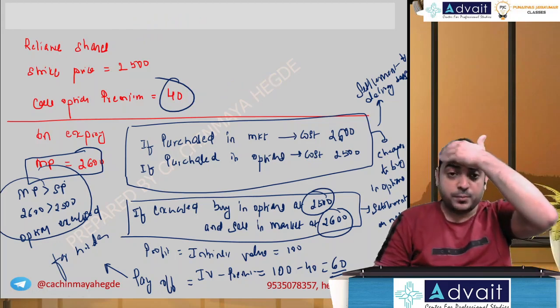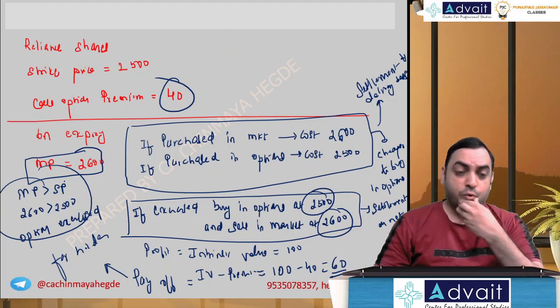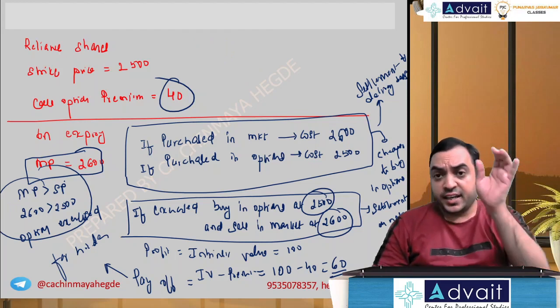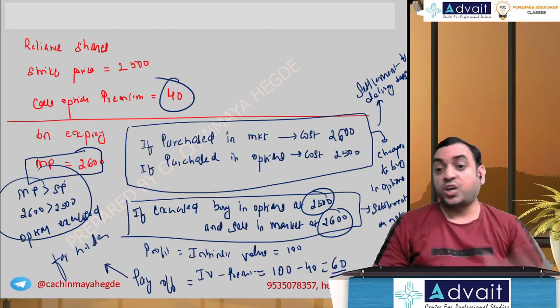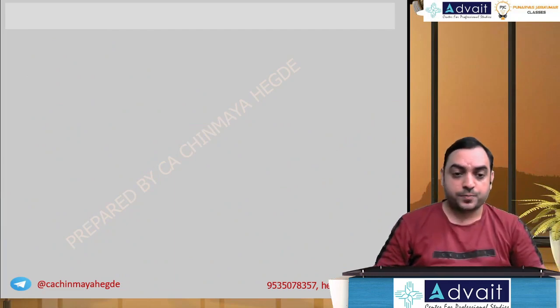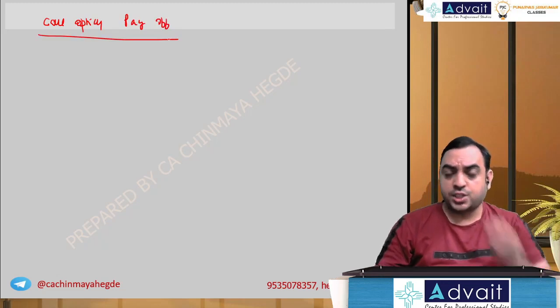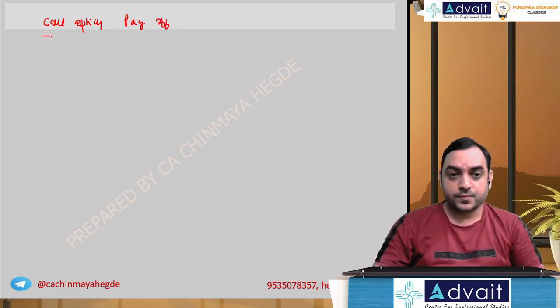Okay, hope you have taken down this example. Now let me tell you in different situations what will happen. Let's take call option for the time being, then I'll go for put option. That's called the call option payoff graph. I'll prepare a table first, then I'll go for the graph. Call option payoff, tabular presentation.